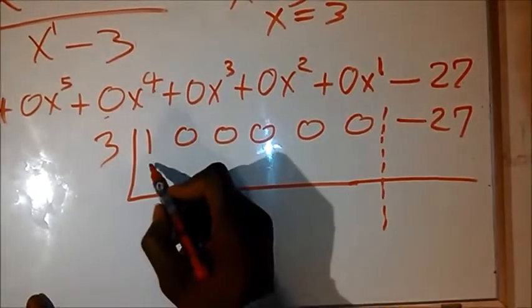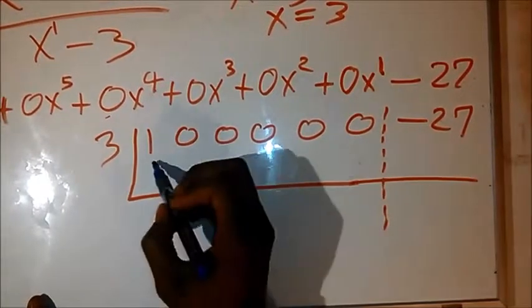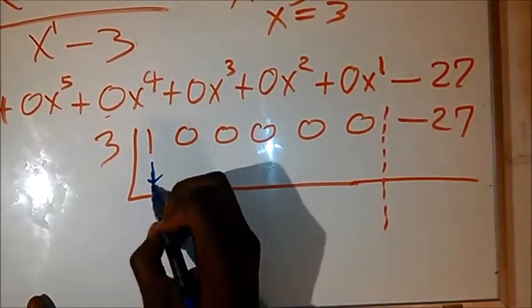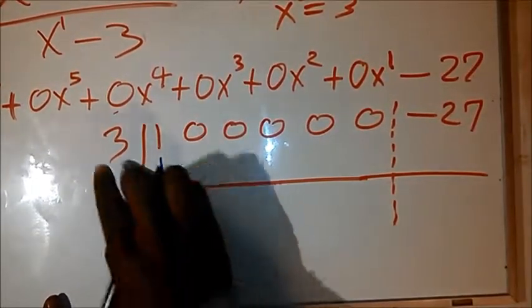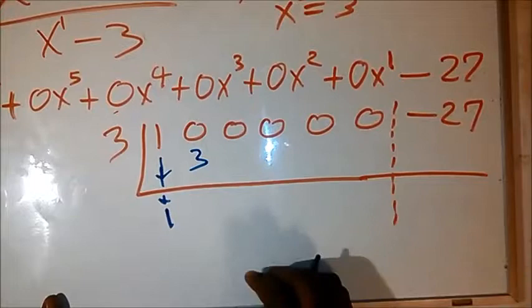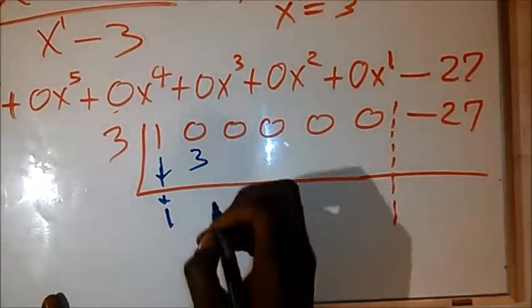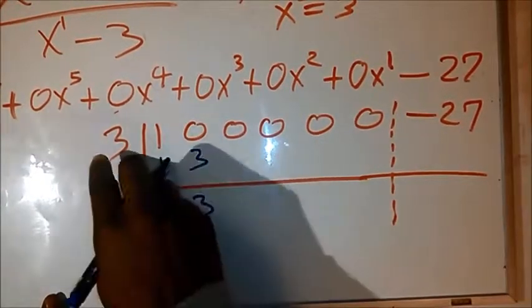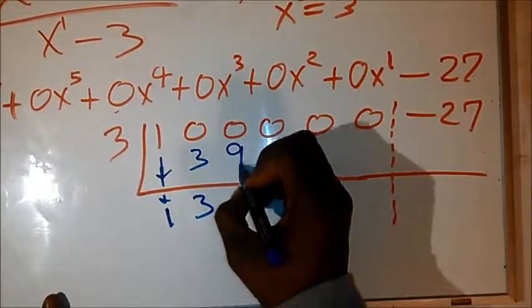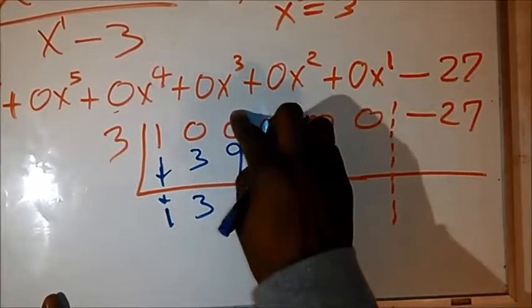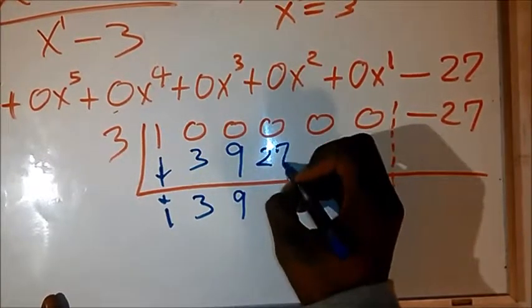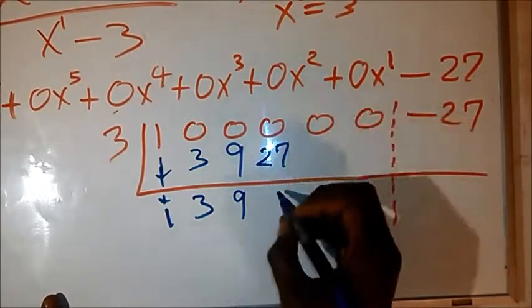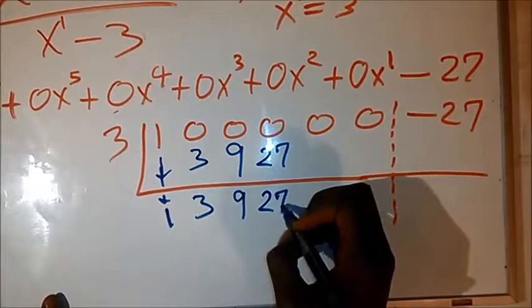Now let's apply synthetic division. Grab this 1, put it down here. Right. So it's going to be 1. 1 times 3 is 3. Right. 3 plus 0 is 3. 3 times 3 is going to be 9. 9 plus 0 is 9. 9 times 3 is 27. 27 plus 0 is 27.